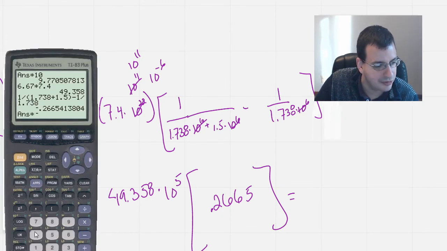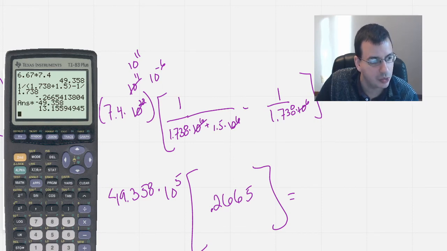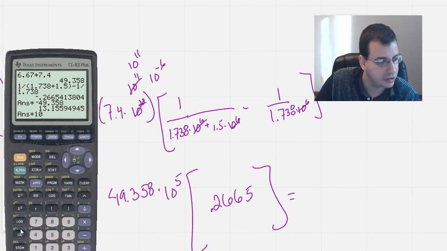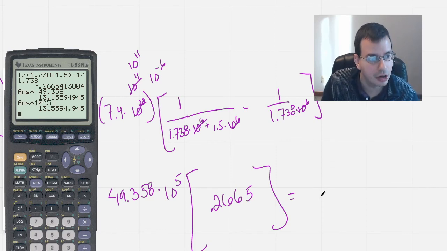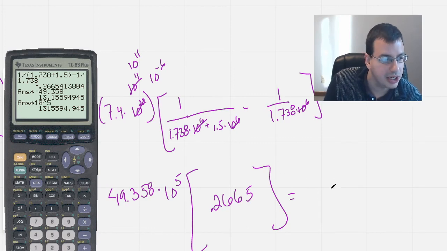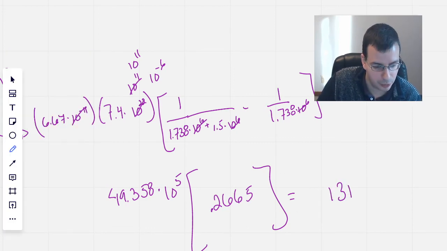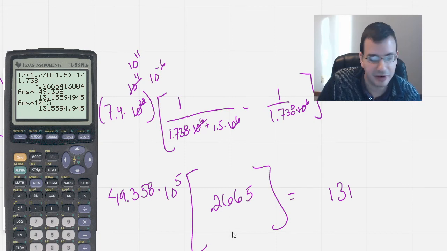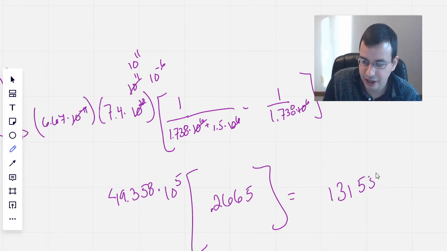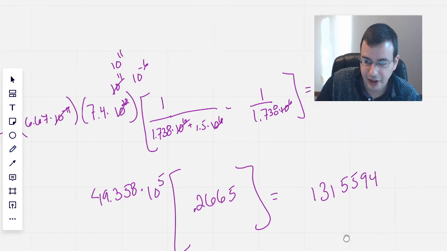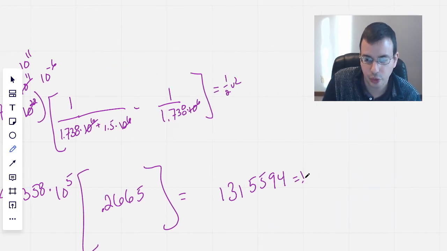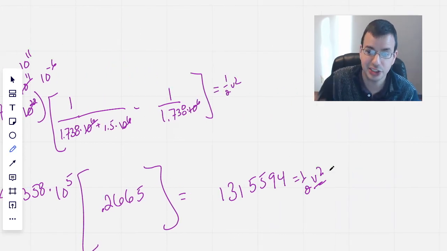Times, I'll say negative 49.358 just to get rid of my negative sign. And we're left with times 10 to the 5th. There we go. That gives us a relatively big number, 131.5594. And this is equal to 1/2 v squared, where v squared is the speed of the satellite.